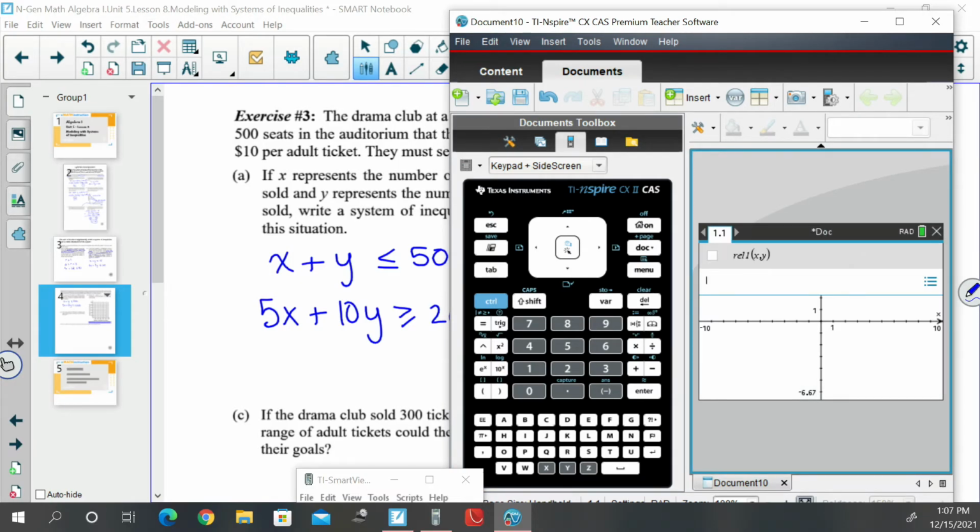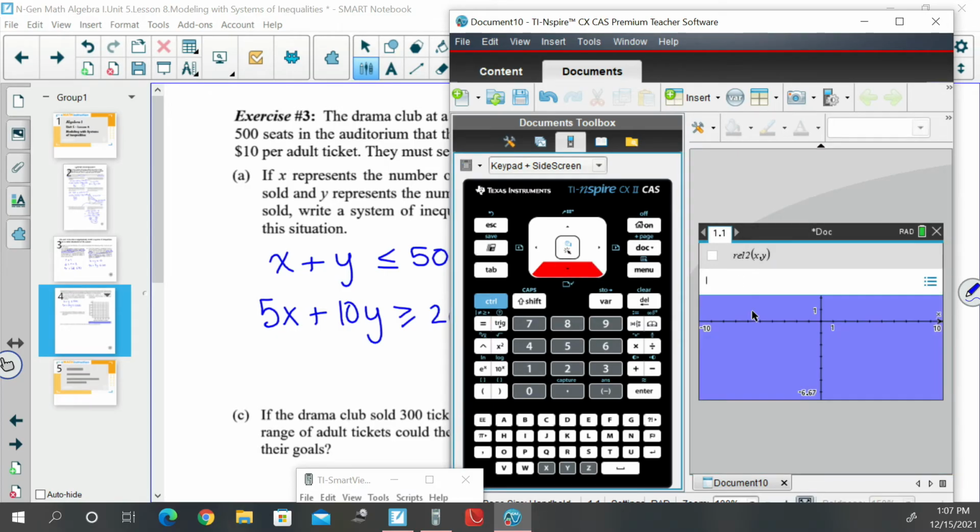First one I'm going to put in is the one that says when I add the kids' tickets to the adult tickets, that's got to be less than or equal to 500. All right, that's my first relation. Don't worry about the graph so far. Now let's put in relationship 2. That's 5 times the number of kids' tickets, that's the kids' revenue, plus 10 times the number of adult tickets. That has got to be, remember, greater than or equal to 2,000.